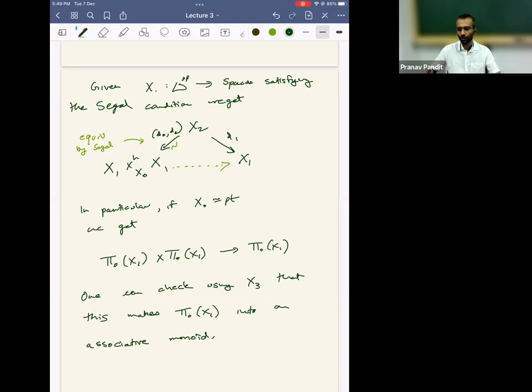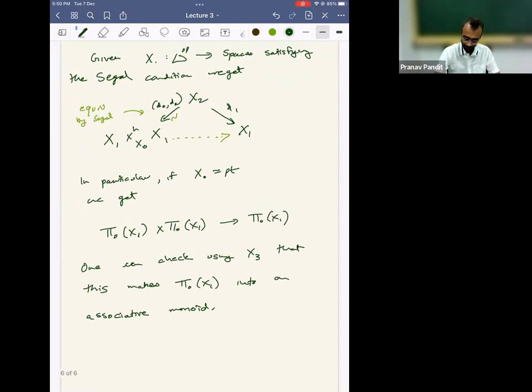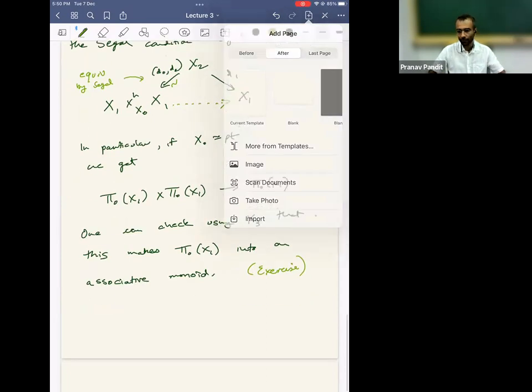Now, in the example that I gave you, what was X1? X1 was the loop space, and π0 of X1 is the fundamental group. So this is just the multiplication on the fundamental group. And that multiplication is associative because of X3. Remember, X3 is what happens when you compose three things. You have three loops, and that's where you have a homotopy between the two different ways of bracketing three things. So that's why X3 is responsible for the associativity. I leave it as an exercise to check this: just use X3 to write some diagrams. So at the level of π0, it's associative.